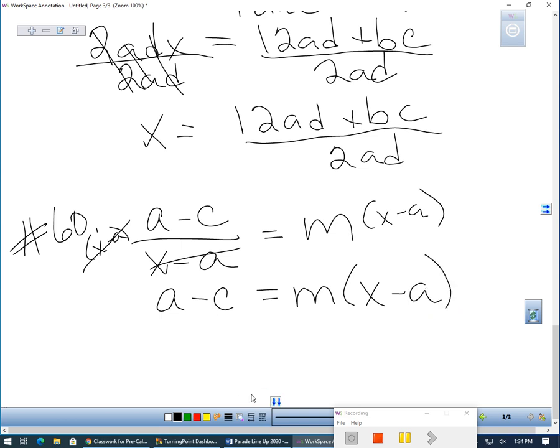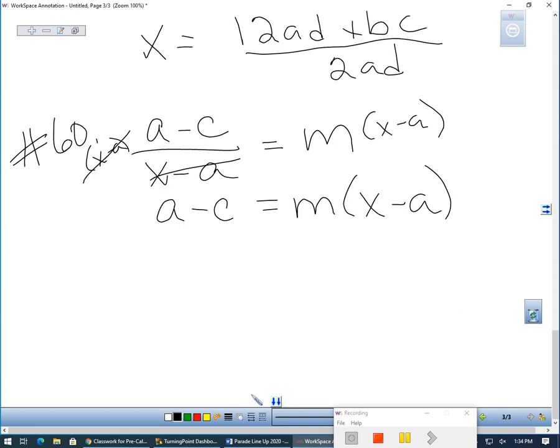So now what do you think we should do? Get the x over to... Well, yeah, but it's in a parenthesis. We got to get rid of those parentheses. We could divide by m. Distribute. I like that idea. Let's distribute. A minus c equals, what's m times x? And what's m times negative a?